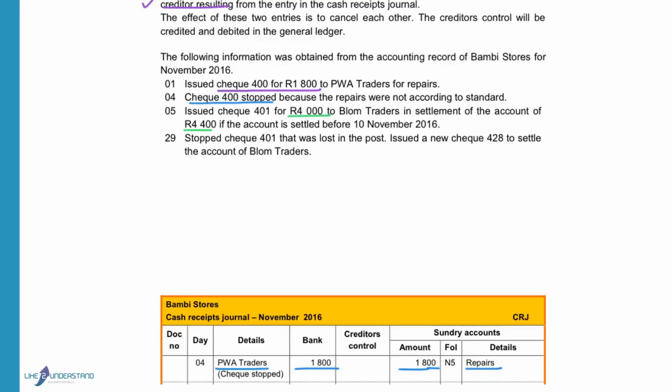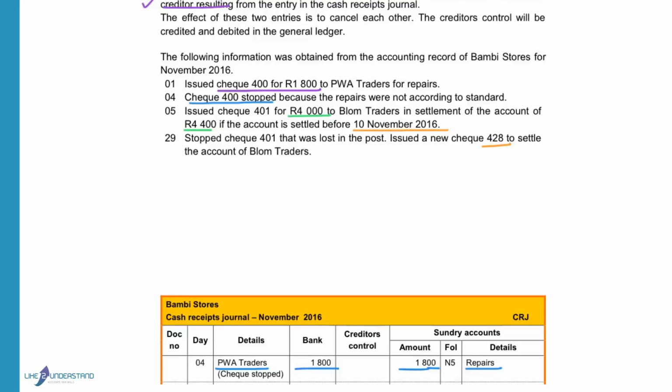Stop cheque 401 that was lost in the post, and replace this with a new cheque number 420 to settle the account of Blom Traders. What's very important here is that in the previous transaction, when we paid them, they said that we can get this 400 rand discount if we settle the account before the 10th of November.